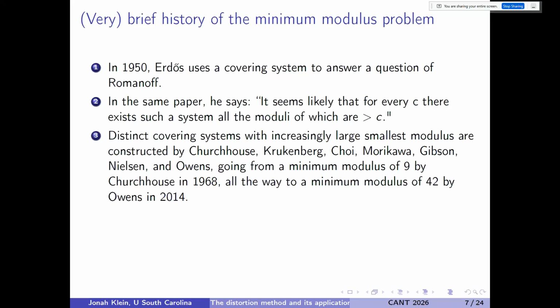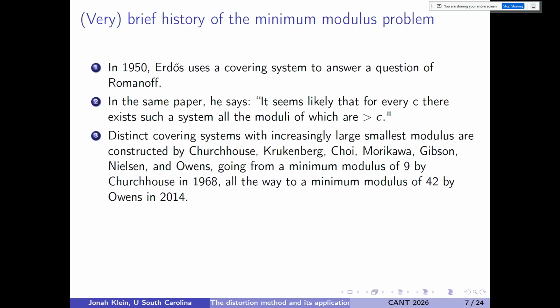So throughout the years that followed, there are many, many researchers who attempted to construct such covering systems. I'm going to start the history in 1968, where Churchhouse constructed a covering system with a minimum modulus of 9. And this kept on going all the way till 2014, where Owens constructed a covering system with a minimum modulus of 42.